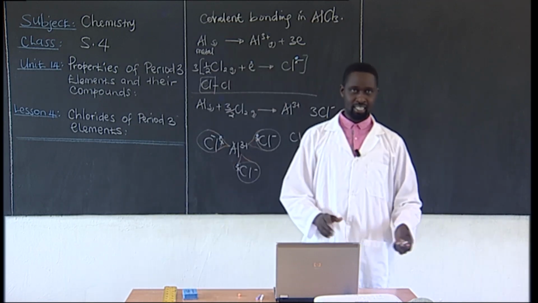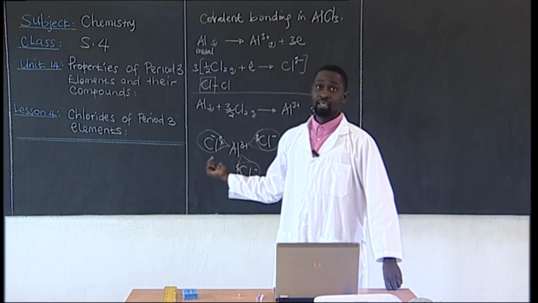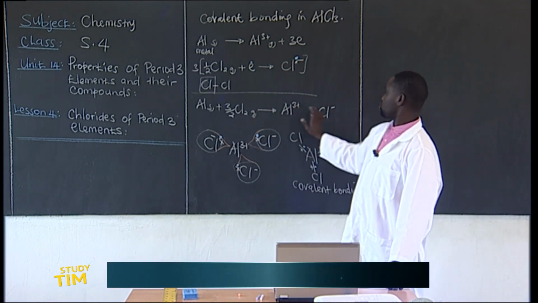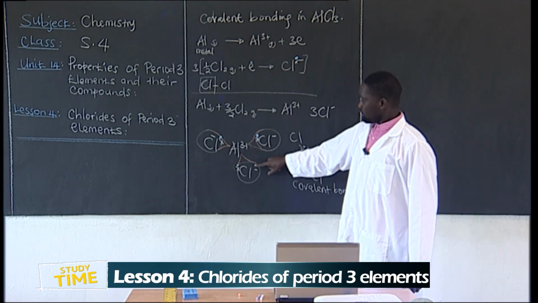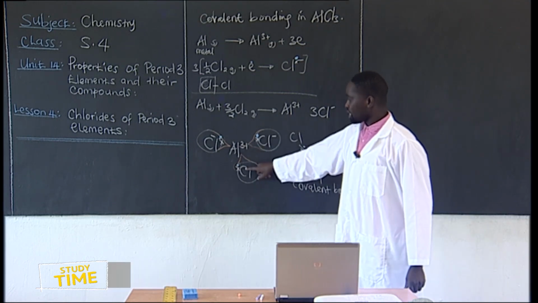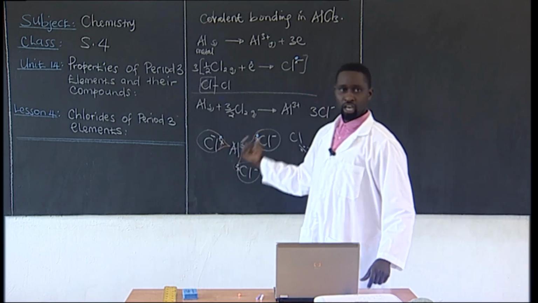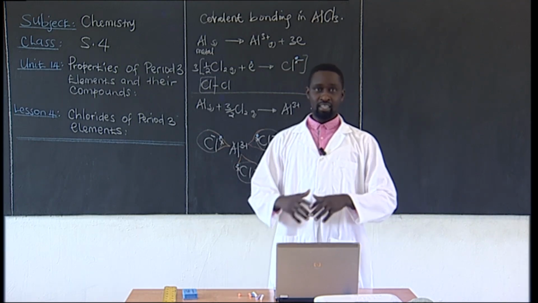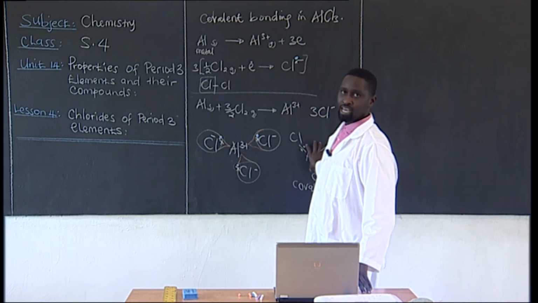What are those characteristics? In solid form, aluminium chloride exists as ionic lattice. It still has these ions because electrons were not completely shared from one end to the other, but they were pulled and appear to be shared. So in solid form, it exists as ionic lattice. Then in gaseous form, it exists with the covalent bonding as a molecule.